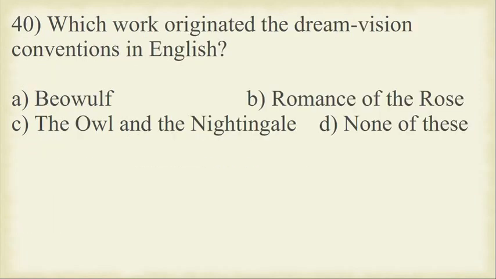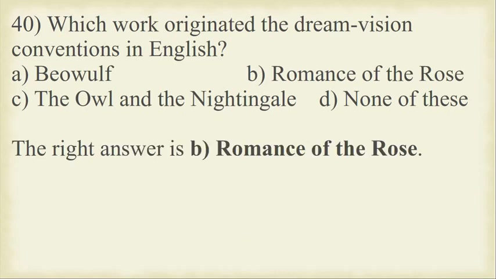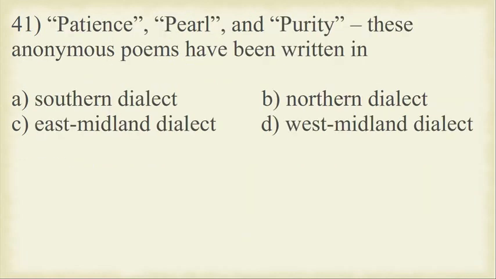Question number 40. Which work originated the Dream Vision Conventions in English? Option A Beowulf, option B Romance of the Rose, option C The Owl and the Nightingale, option D none of these. The right answer is B, Romance of the Rose.